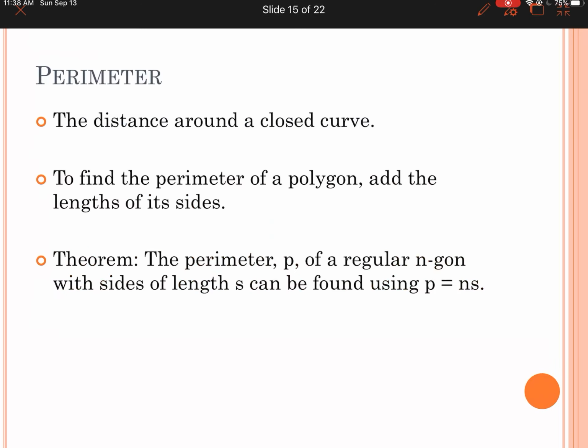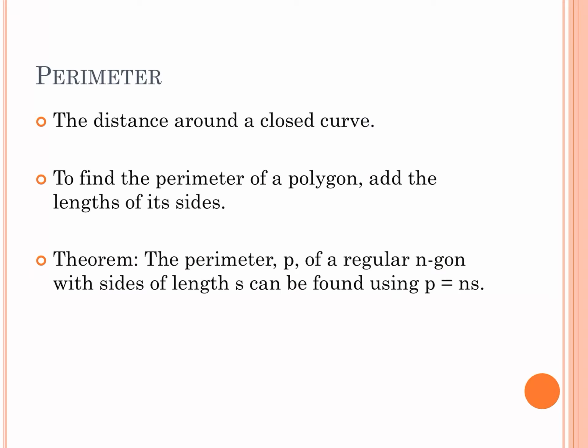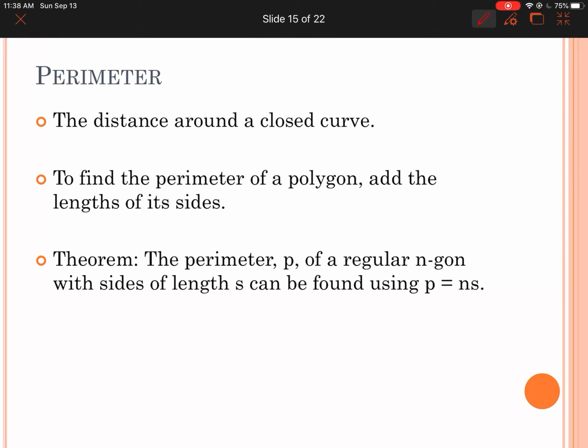Cool. Next. Perimeter is the distance around a closed curve. To find perimeter of a polygon, just add up the lengths of each of its sides. If it's a regular polygon, and remember regular has an important meaning, it's not just a plain polygon. A regular polygon means it's equiangular and equilateral. But for a regular polygon, the perimeter is the number of sides times the length of each side.